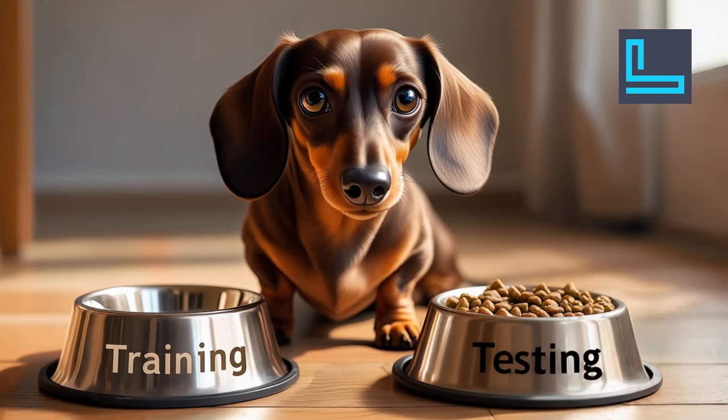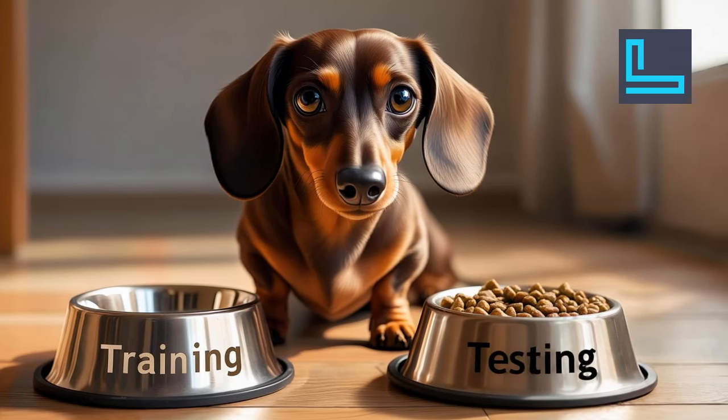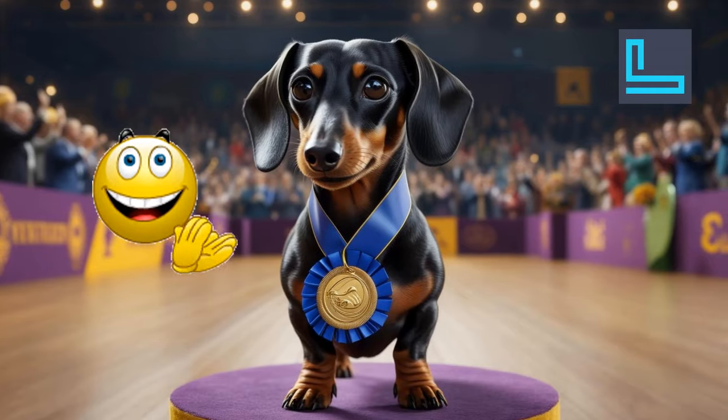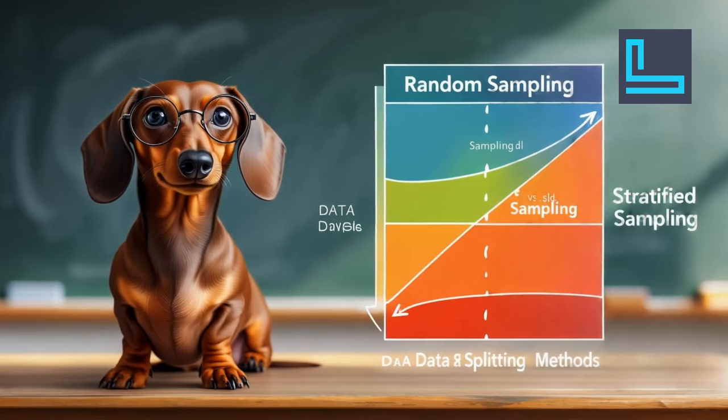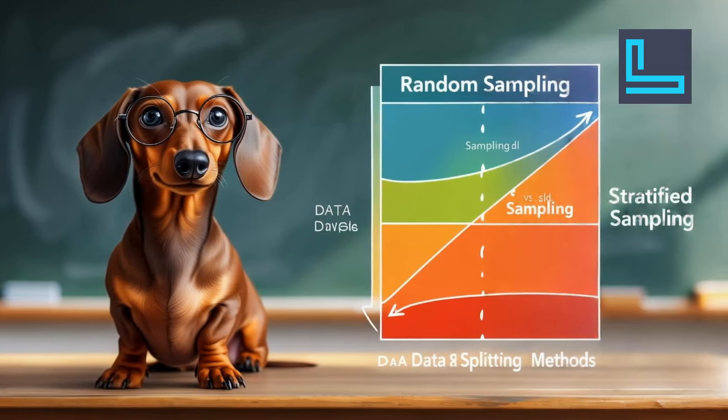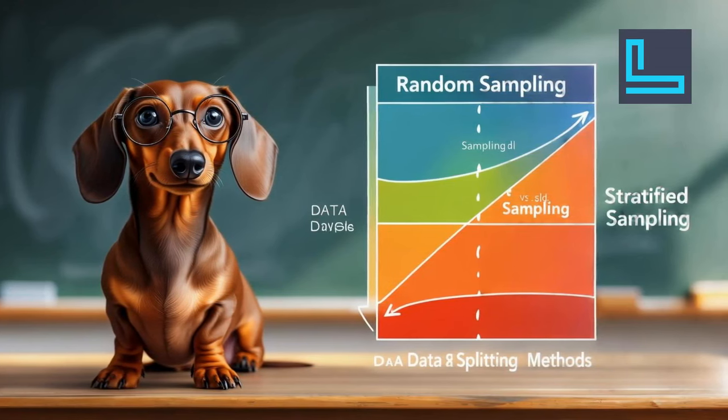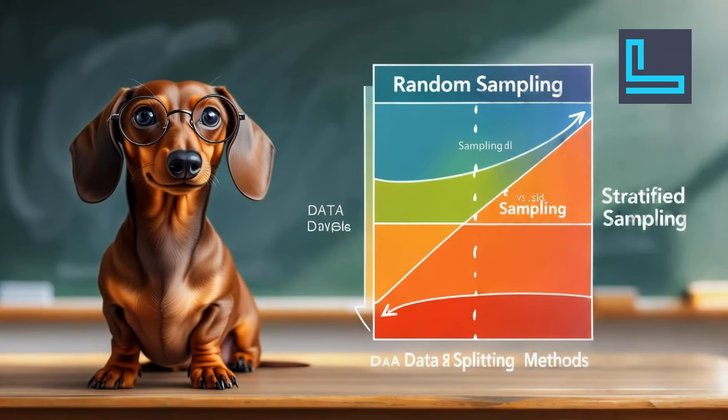Tip: always split your data, part for training, part for testing. This way, we see if our model can handle new data. Oh, and if your data set has rare cases, like fraud detection, predicting recession risk, don't just split randomly. Use stratified sampling to keep those rare cases balanced.